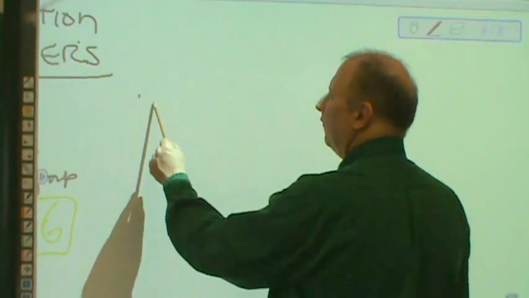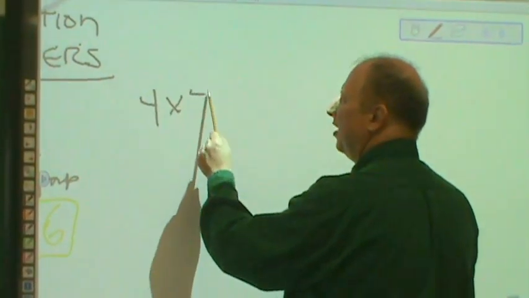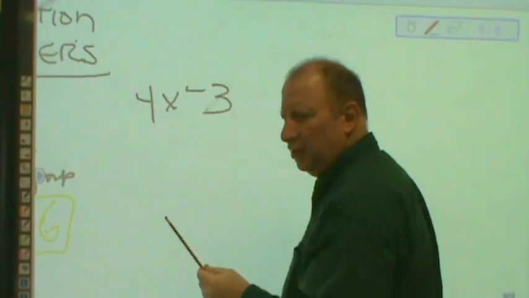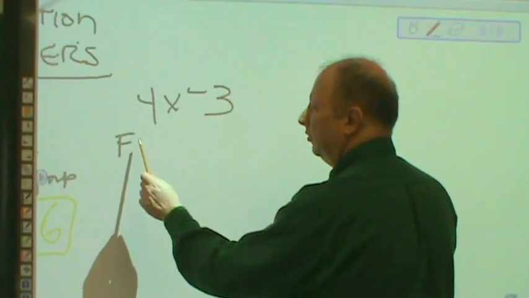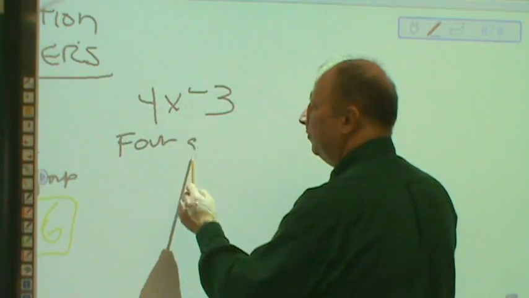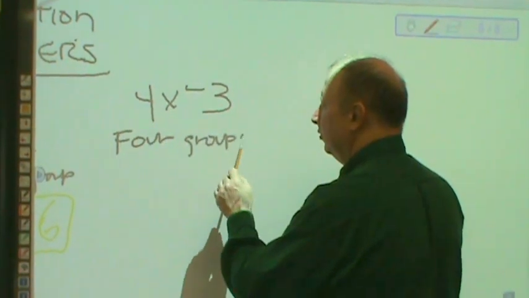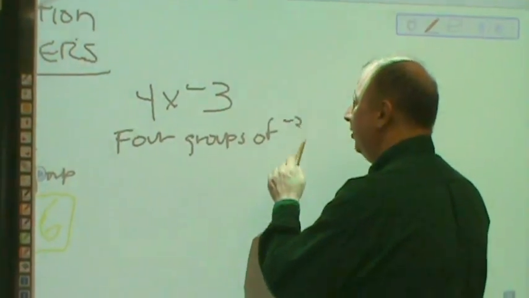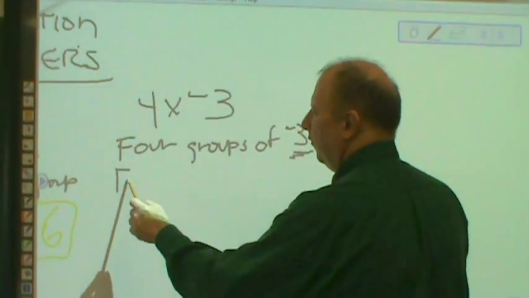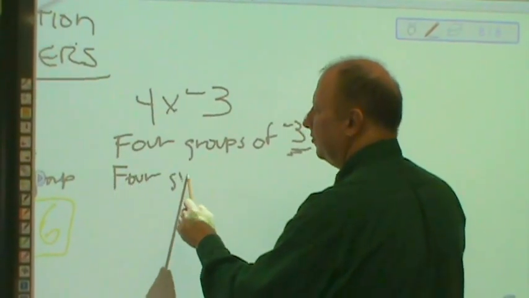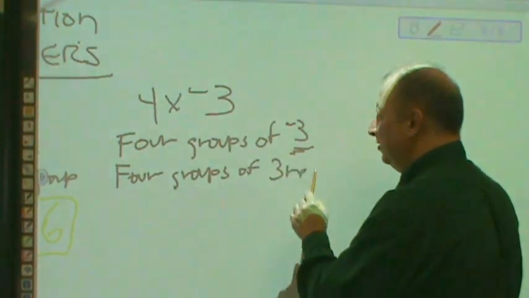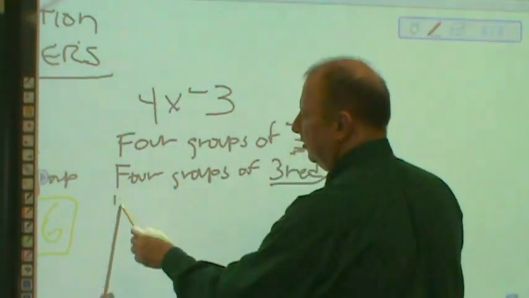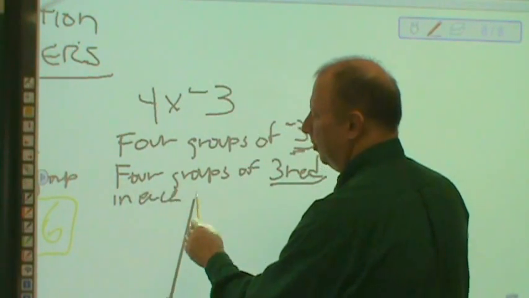Let's continue. Let's say I would say 4 times negative 3. This is saying I have 4 groups of negative 3. 4 groups of 3 red in each group.